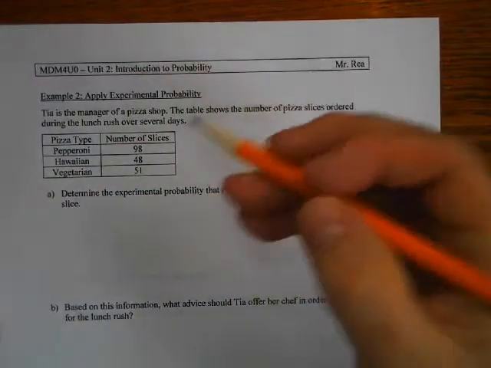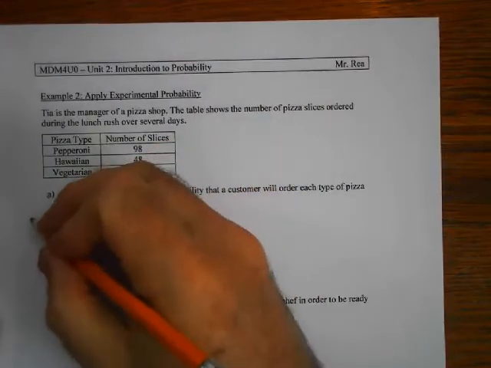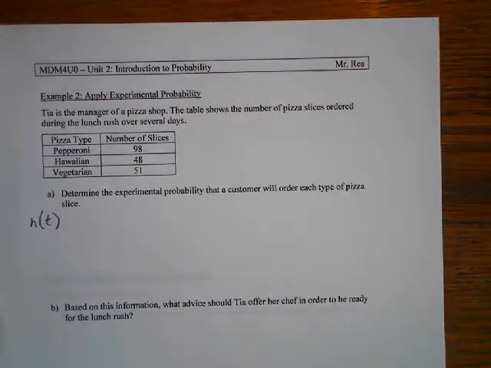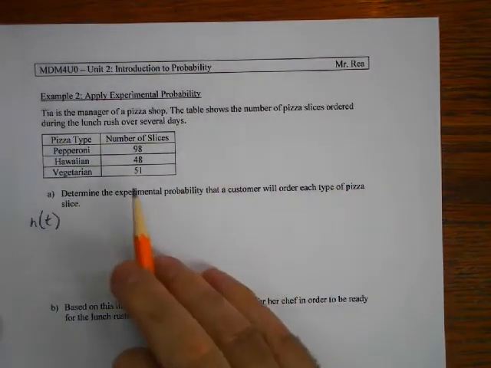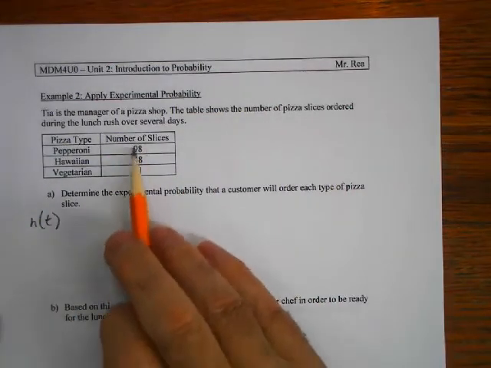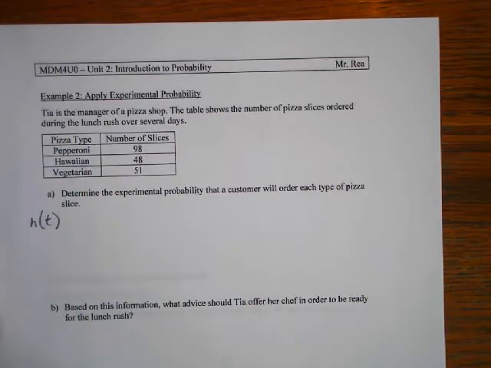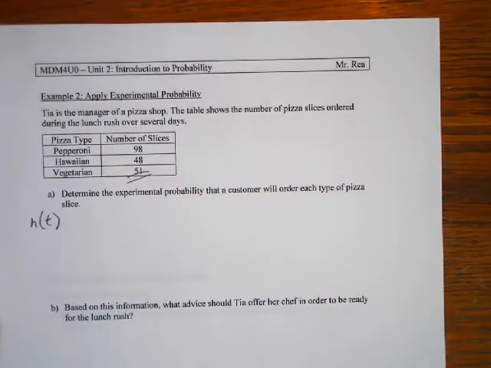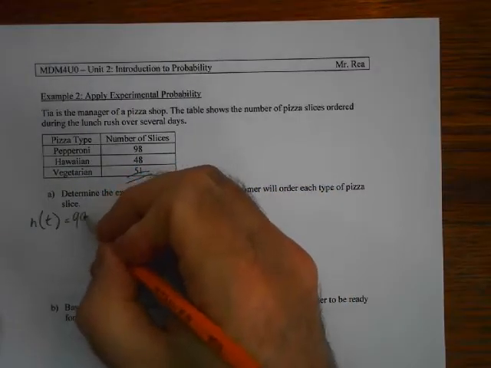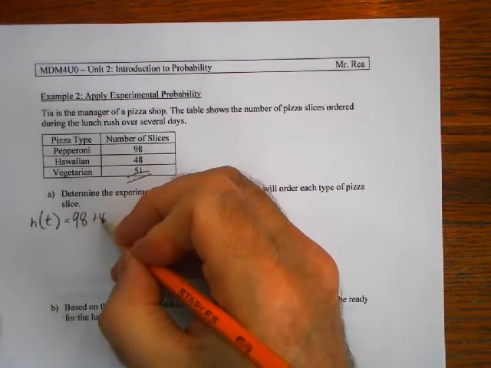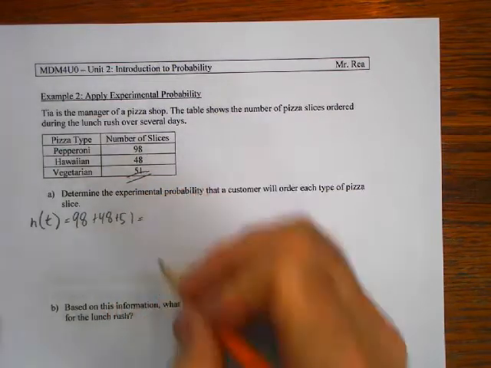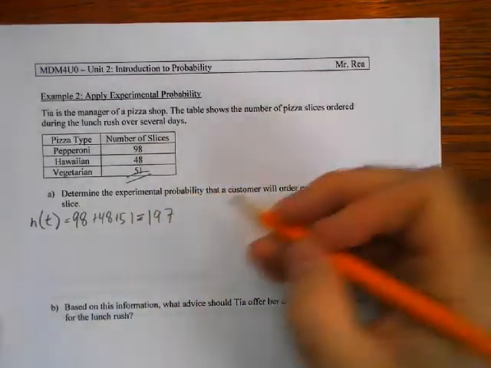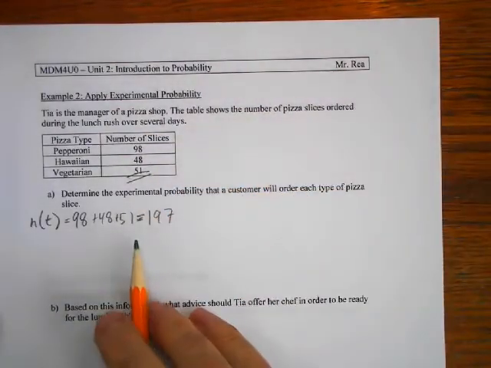Okay, so again, we're going to actually count the number of trials. So in this experiment, you would say a trial is every time a customer ordered a pizza, we tracked what type they ordered. So the number of trials would be the sum of those numbers there. So it's 98 plus 48 plus 51, and that is equal to 197. So the number of trials, the number of pizza slices, is 197.